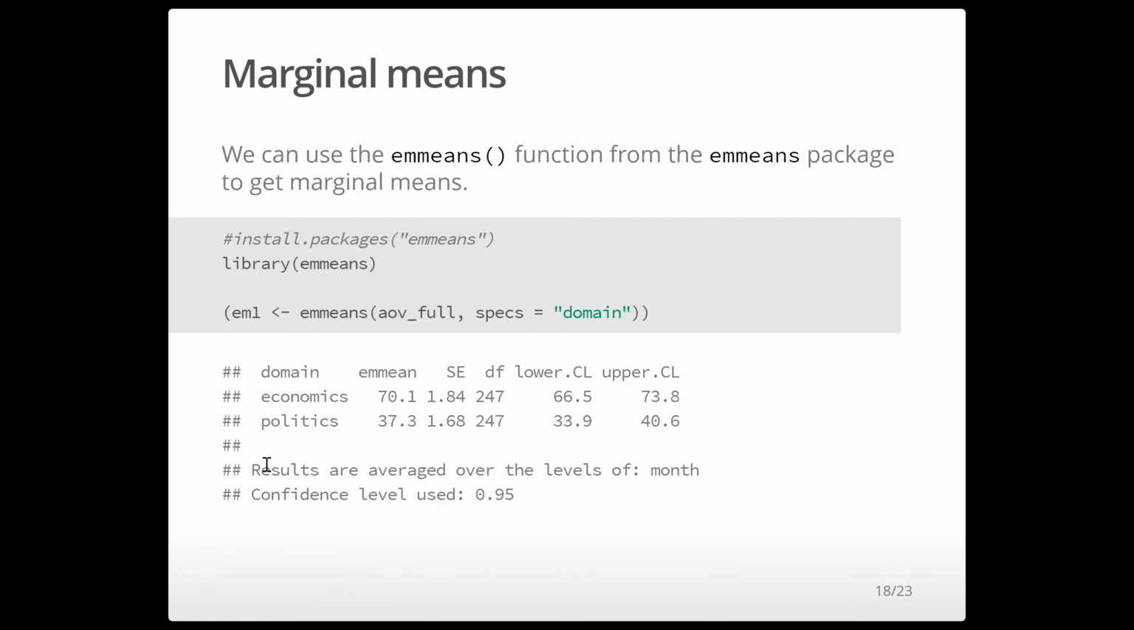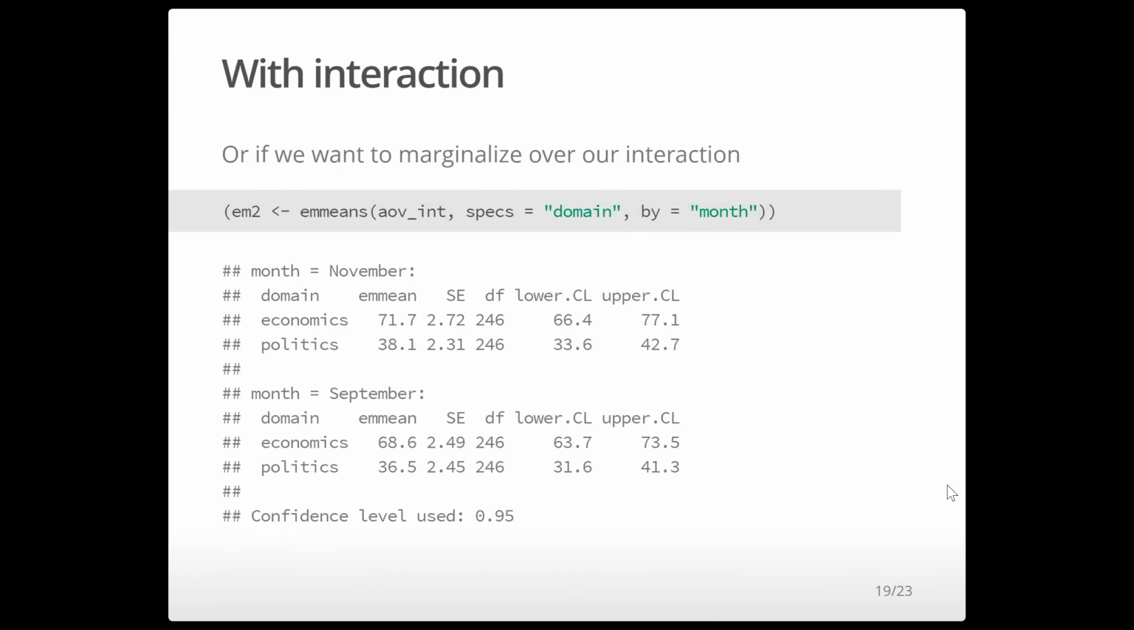And again, this is what we saw before in the t-test, but here we get standard errors and confidence intervals as well. And of course, we can marginalize over our interaction by adding the by argument here. So now we see the difference between economics and politics for both different month factors. So this is a way of getting the estimated means for our interaction in the two-way ANOVA.